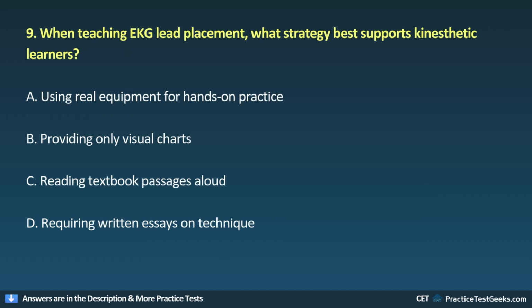9. When teaching EKG lead placement, what strategy best supports kinesthetic learners? A. Using real equipment for hands-on practice. B. Providing only visual charts. C. Reading textbook passages aloud. D. Requiring written essays on technique.